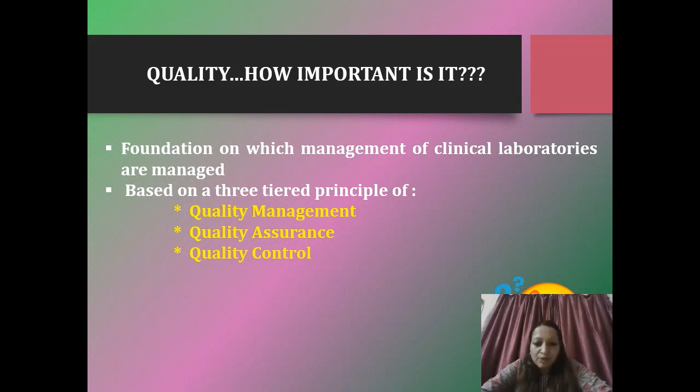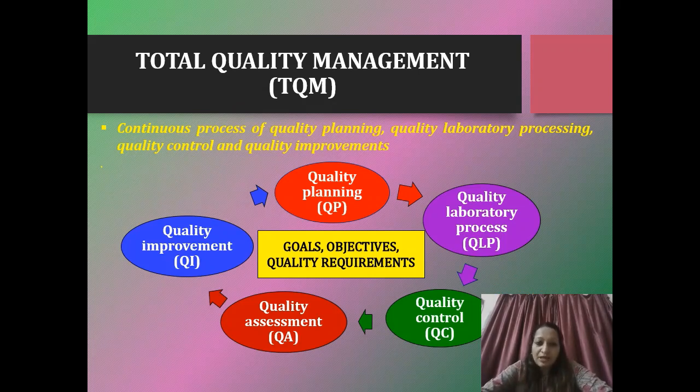Now, how important is quality? Quality is literally the building block or the foundation on which the clinical laboratories are managed on a day-to-day basis. And this is actually based on a three-tiered principle of QM, that is quality management, QA, that is quality assurance, and QC, that is quality control. Now, the term total quality management is a very important concept so far as quality principles are concerned. What is it? Basically, it is nothing but a continuous process of quality planning, quality laboratory processing, quality control, and quality improvements. And all these encompass the goals and objectives that go behind quality requirements. So it includes QP or quality planning, QLP or quality laboratory processes, QC or quality control, QA or quality assessment, and QI or quality improvement.